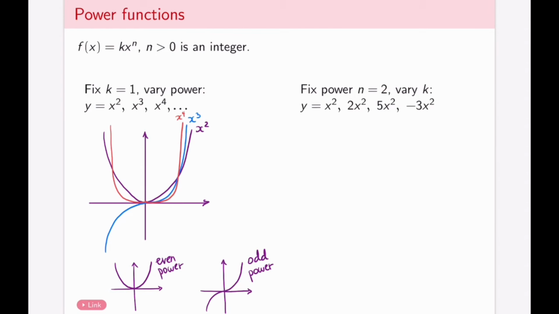On the other hand, we can fix the power. So let's say we fix the power to be square, so we will be looking at parabolas, but vary the coefficient in front of it. So for example, here, notice that I have x squared all over the place, but then I have x squared and then double that, 5 times that, minus 3 times that. What would that mean for how the functions interact with each other?